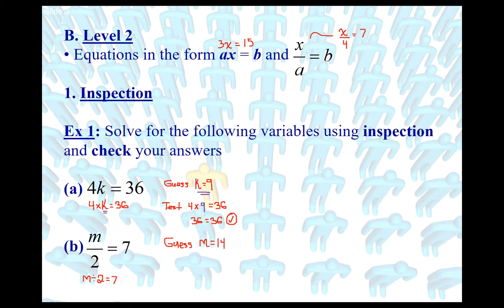So we are going to take m equals 14, plug it in for m, and just make sure that both sides of the equation work. So this would then be 14 divided by 2 is equal to 7. 14 divided by 2 is 7, which is equal to 7. Since both sides of the equation are the same value, it means we guessed the answer correctly. So that would be m equals 14 for b and k equals 9 for a. Okay, so that's my inspection, or guess and test, method.